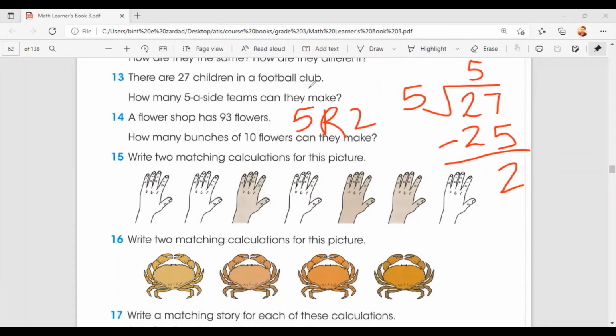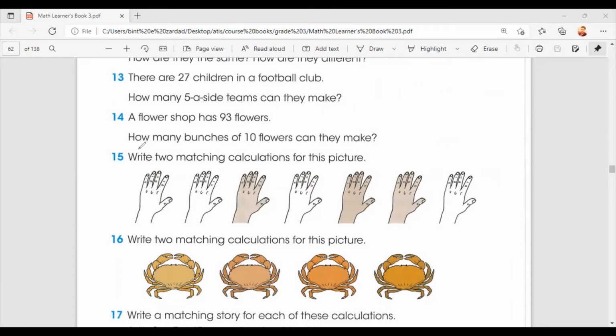A flower shop has 93 flowers. How many bunches of 10 flowers can you make? If we are making bunches of 10 flowers, we can make only 9, because in the table of 9, 90 comes. Each bunch has 10 flowers, so 10 multiplied by 9 is 90, and here we have 93. So 3 remainder. We can write here 9 remainder 3.